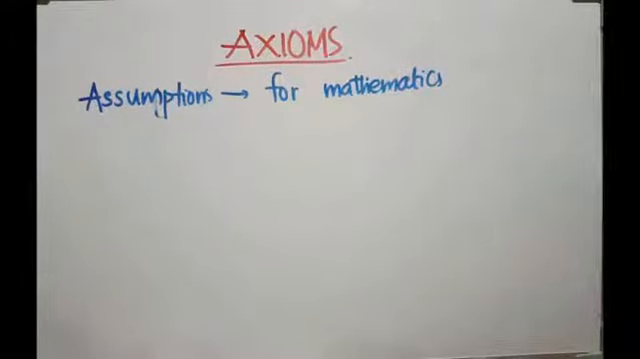Axioms. Axioms are also natural truths or assumptions which are meant for the whole of mathematics. Just recall what a postulate is. A postulate is an assumption which is meant for only geometry, but axioms are assumptions, natural truths, meant for all mathematics and do not require any evidence, because axioms and postulates are self-evident statements.